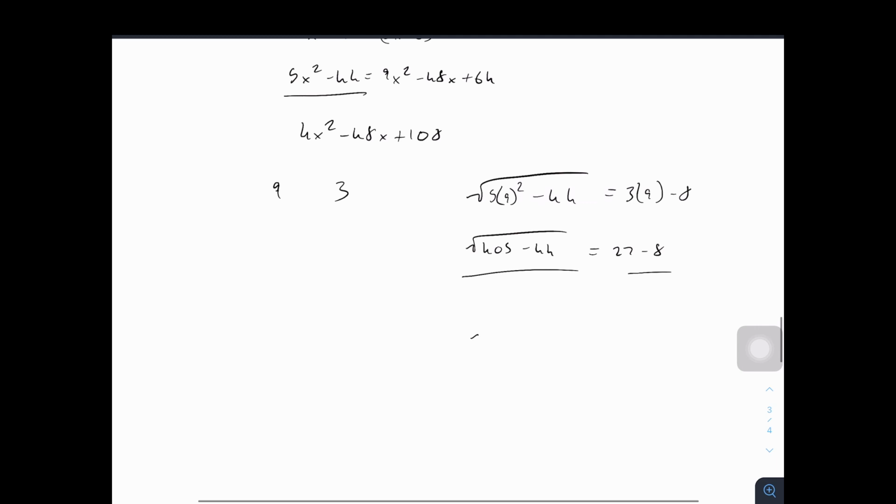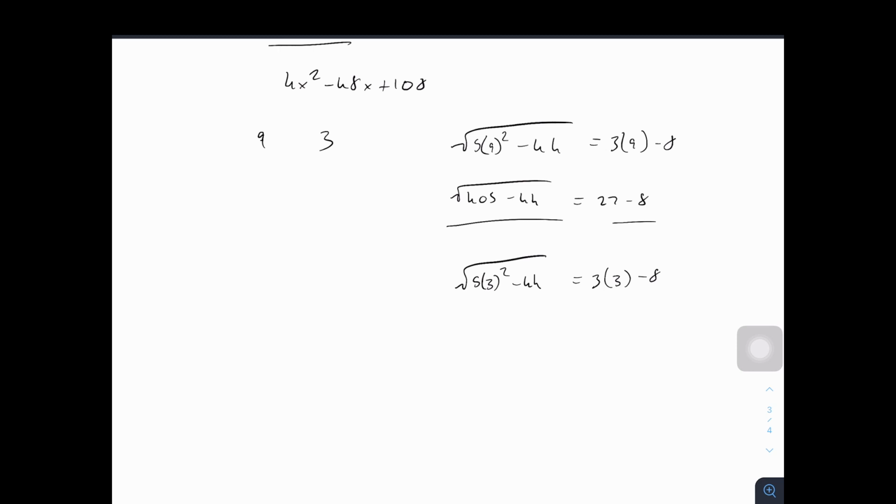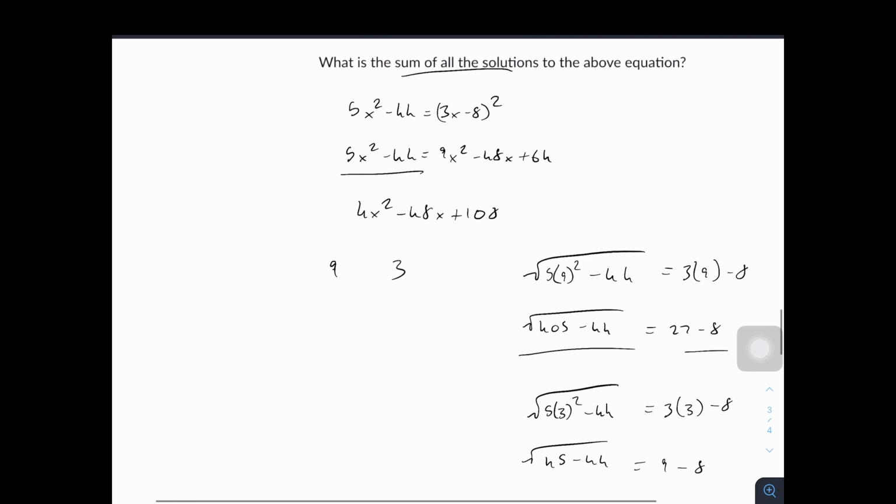Next, let's check 3. So square root of 5 times 3 squared minus 44 is equal to 3 times 3 minus 8. Square root of 45 minus 44, this is 1. And 3 times 3 is 9, 9 minus 8, which is also 1. So both these solutions are valid. It's asking us for the sum of all solutions. So 9 plus 3 is 12, which is our answer.